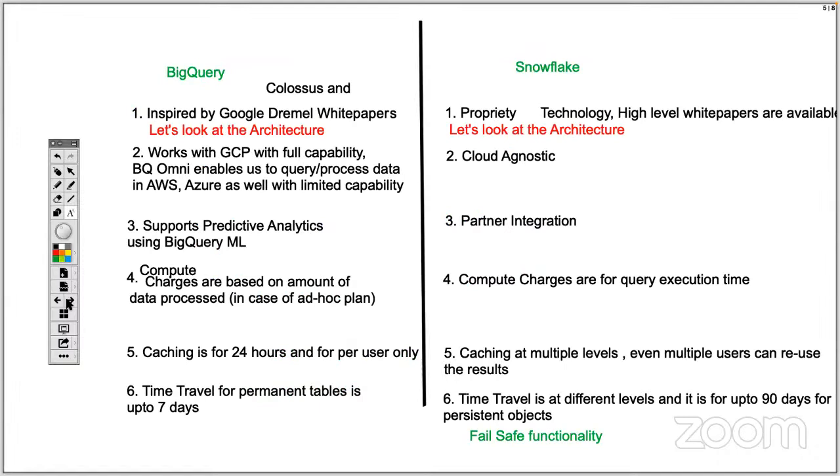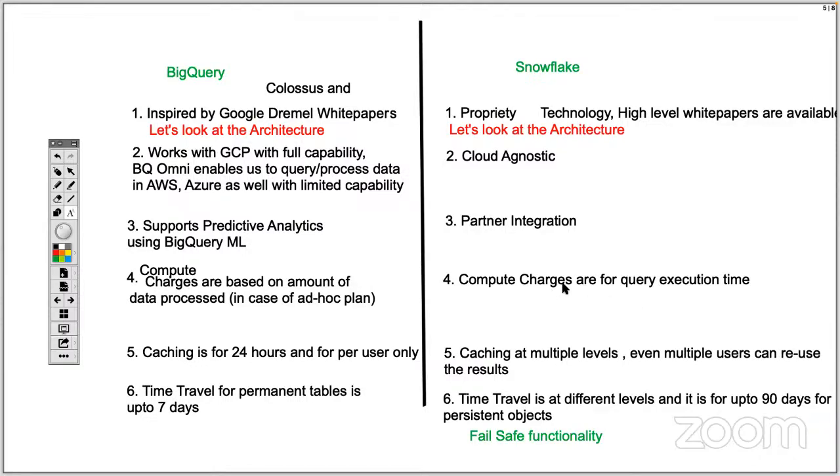Going back to the whiteboard, I want to clearly tell you that in compute charges, for query execution, it is the amount of data that we process in the ad hoc plan. We are talking about the ad hoc plan because we don't have any fixed plan by default. I just created a GCP account and got some free credits, and the compute charge is based on the amount of data that we process.